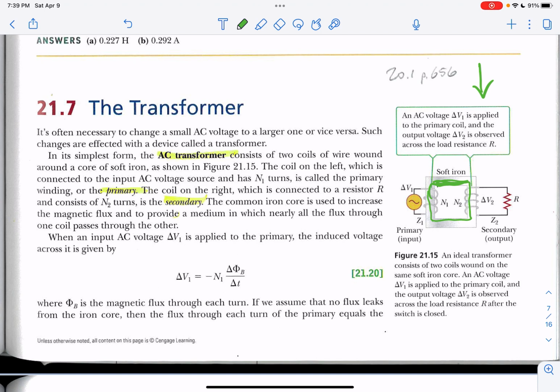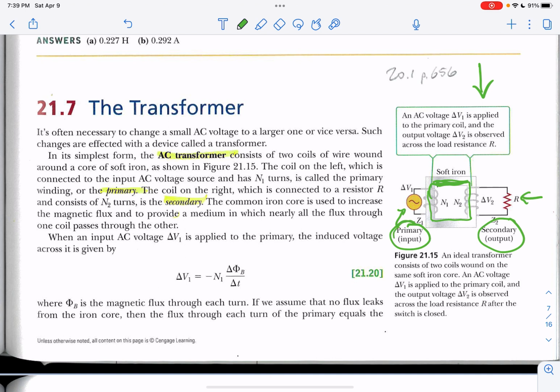Now, the first coil, called the primary coil, is the coil that is connected to the source of electricity. And the second coil, called the secondary coil, is the coil that is connected to the output, where work can be done. For example, on a resistor or a light bulb, or to scale it up to power a town or a city.